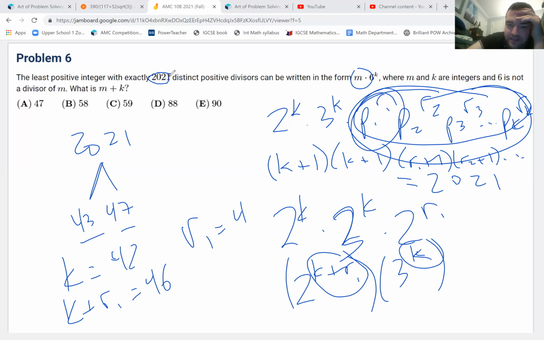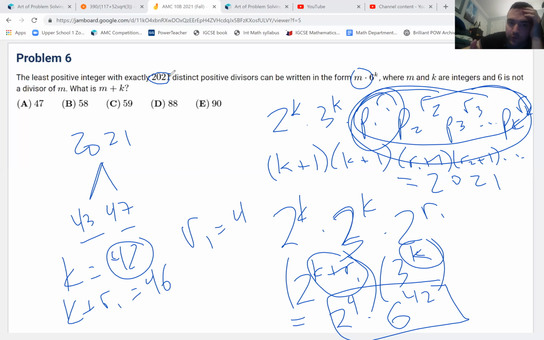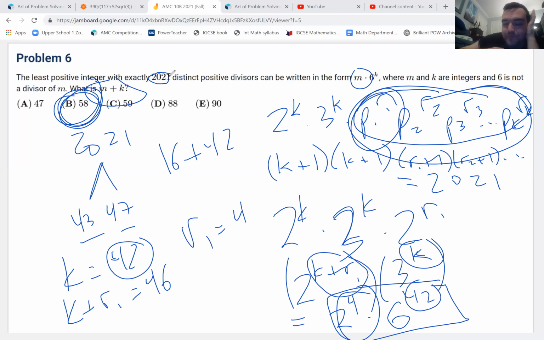Well, that means that basically the number we're trying to find would be 2 to the power 4 times 6 to the power k. K is 42. So the smallest number that we can create that would have 2021 factors, in this particular form where m cannot be divisible by 6, would be 2 to the 4 times 6 to the 42, right? And the question wants m plus k. Well, m is 2 to the 4, 16. K is 42. 16 plus 42 is 58, which is choice B.